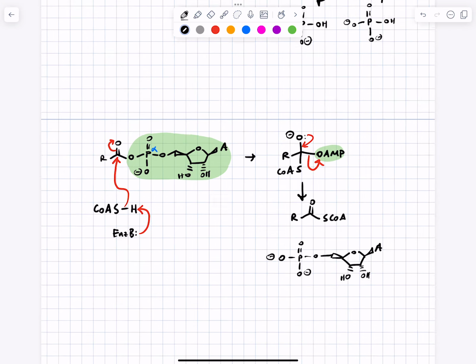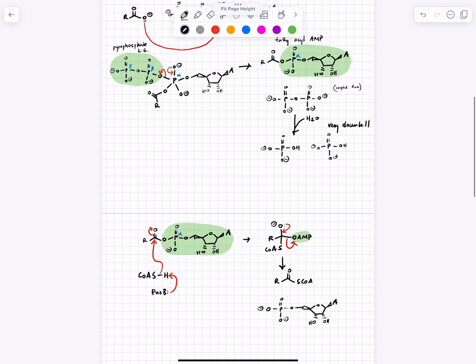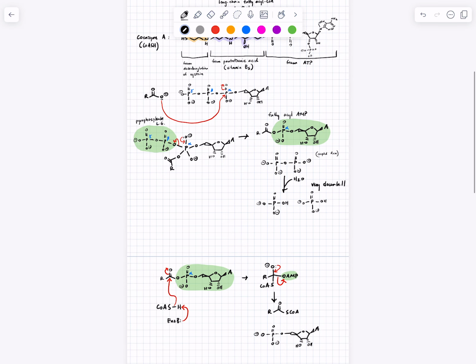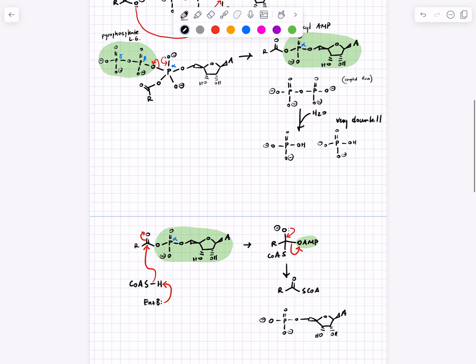Okay, it's the same enzyme that does both of these things. So the enzyme binds ATP, then it binds the long chain fatty acid. There's actually a tunnel that the long chain hydrocarbon chain packs into in the active site. The carboxylate attacks the alpha phosphorus, you get the AMP intermediate, then coenzyme A comes in and does the attacking at the carbonyl carbon.